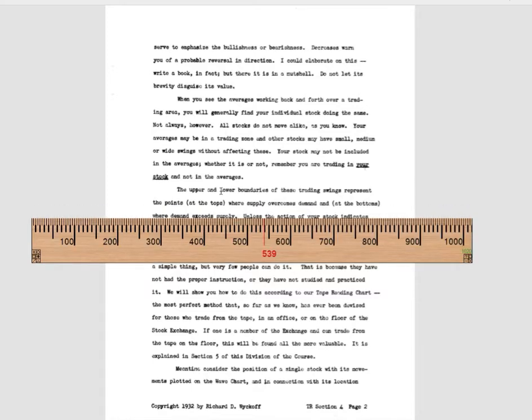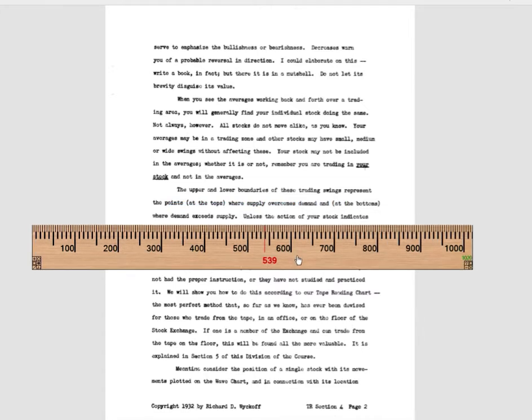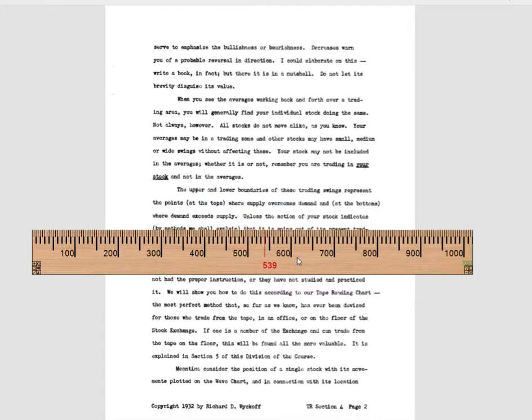The upper and lower boundaries of these swings represent the points where supply overcame demand and demand overcame supply. What's he saying? The pivot at the top and the bottom, which you call support and resistance, meaning the area where the price reversed. So obviously, what is resistance? Resistance, when it goes there and comes back down, means supply overtook demand. That's why it's coming back down. When it goes to support, there's a reversal. Why? Because demand overtakes supply. That's all he's saying.